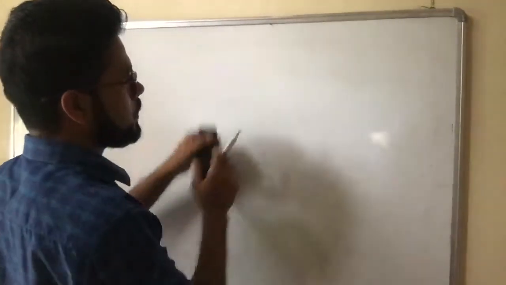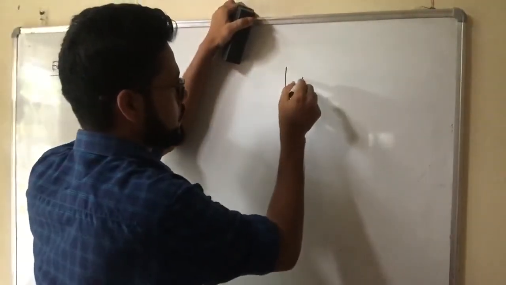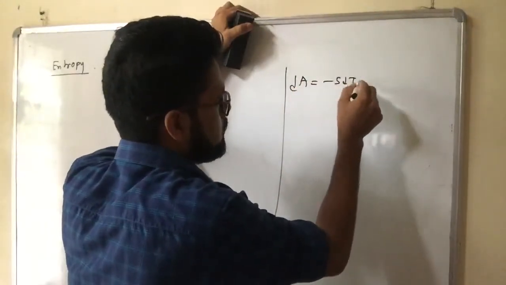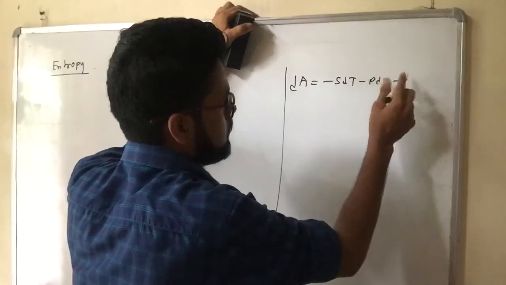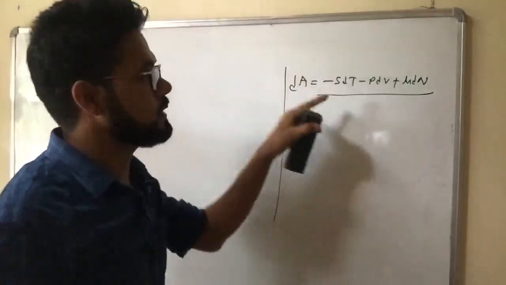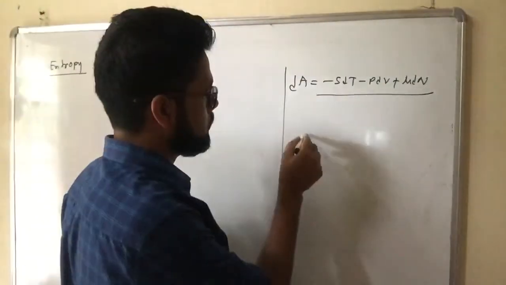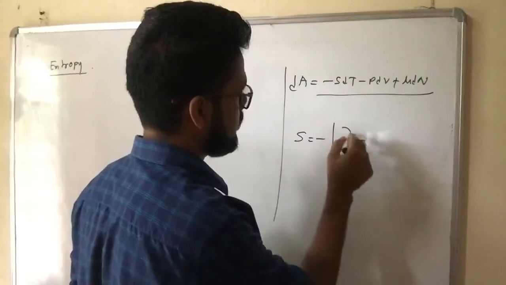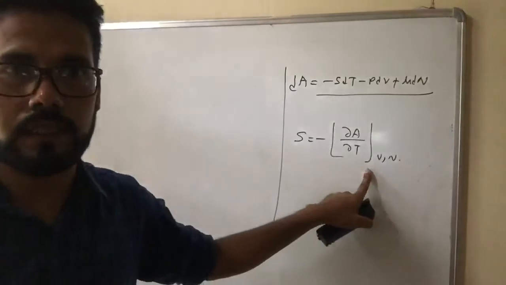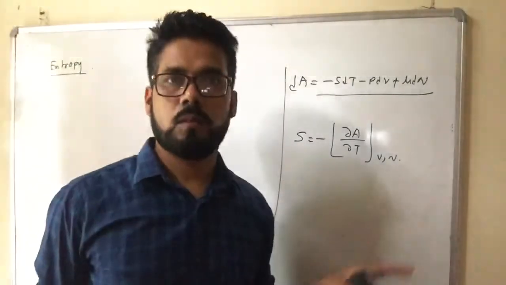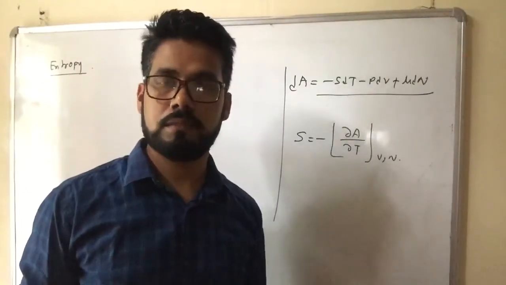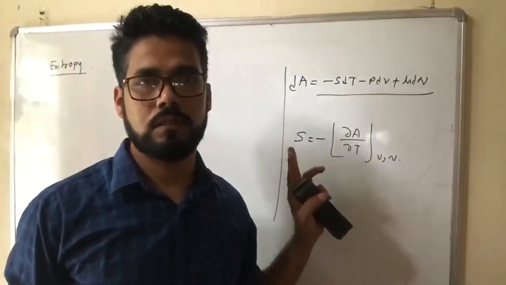After differentiation, what I am getting is dA equal to minus S dT minus P dV plus mu dN. This relation I have already derived. So what is the entropy? Entropy equals minus dA by dT when volume and N are constant. Clear? Once the free energy of the system is given, if you want to calculate entropy, you just remember these relations, nothing else.